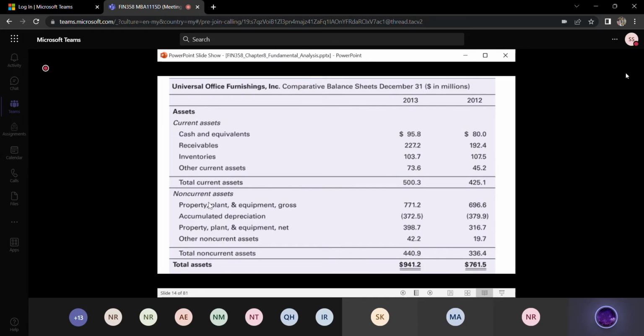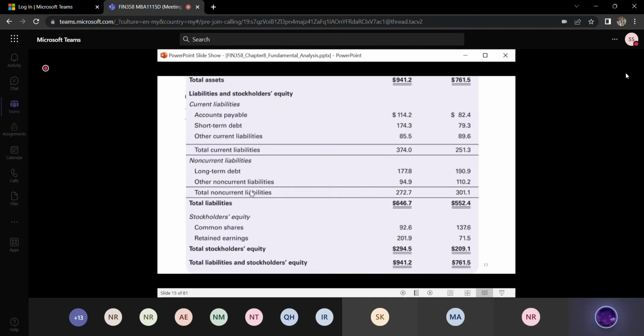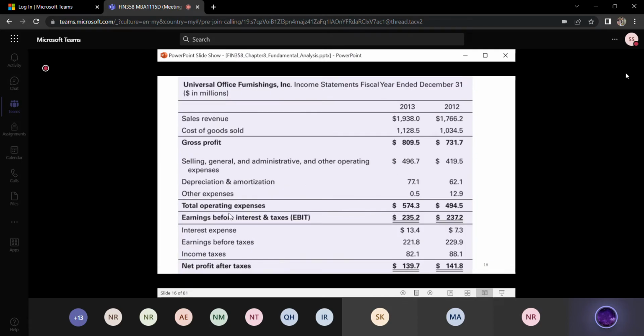Alright, then we have current asset, total current asset, total non-current asset or fixed asset. Next, we have current liabilities, then non-current liabilities. Then we have the capital account, stockholders' equity account, total equity, then total liabilities and stockholders' equity. Then we have the income statement, or profit and loss statement, also given for 2 years, 2012 and 2013. We start with the sales revenue until net profit after taxes.